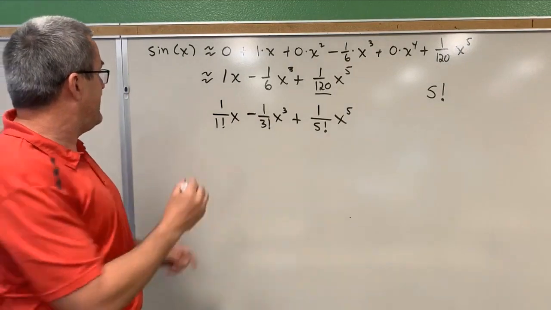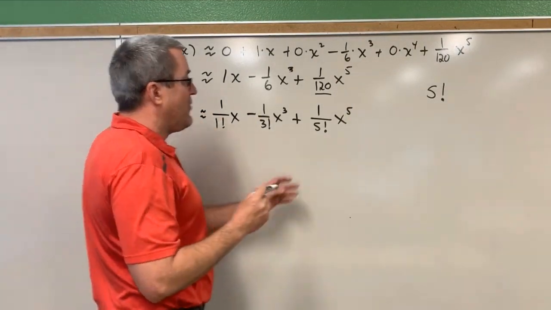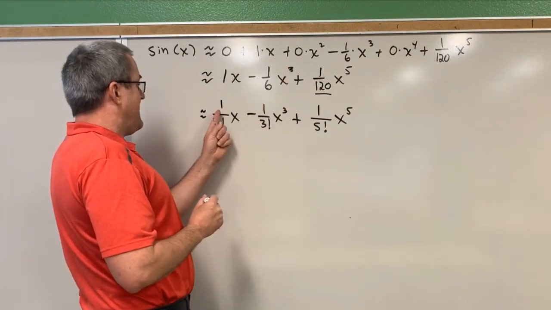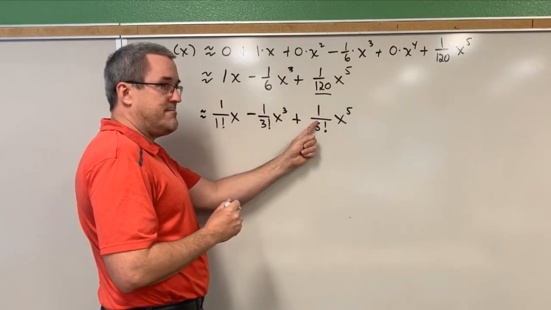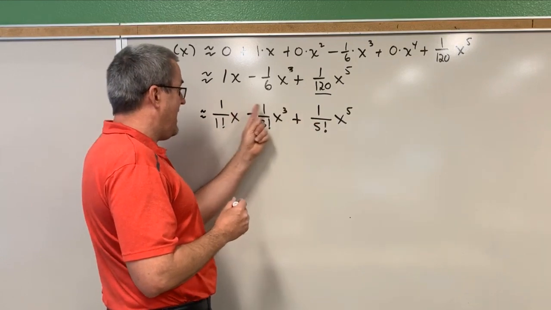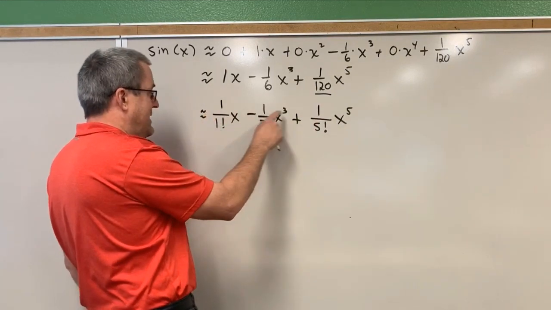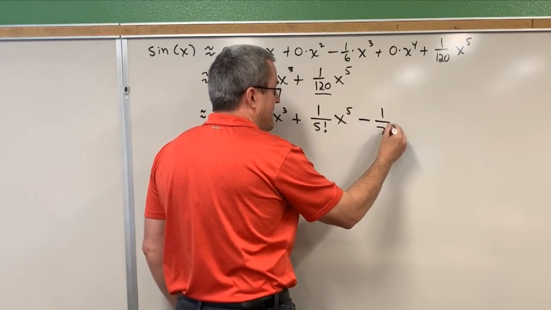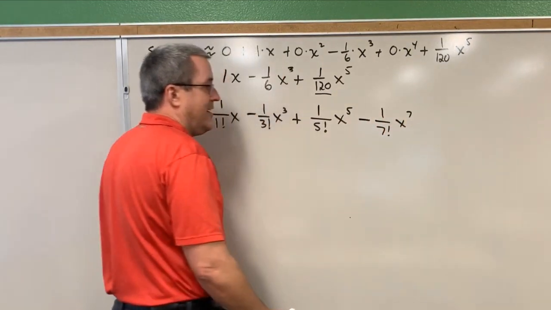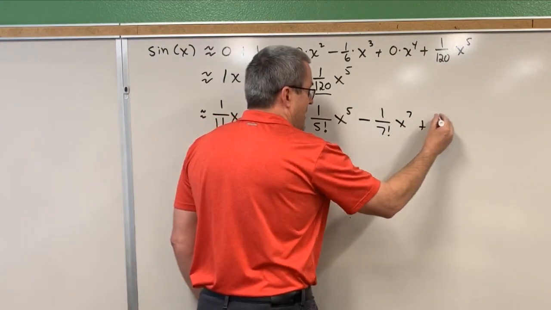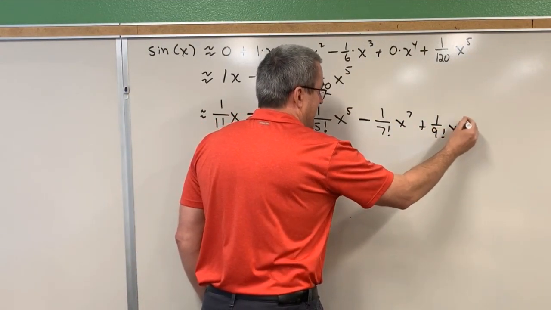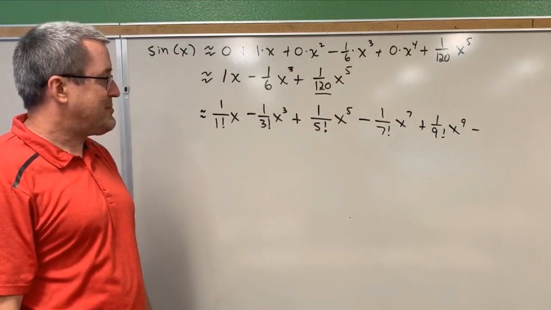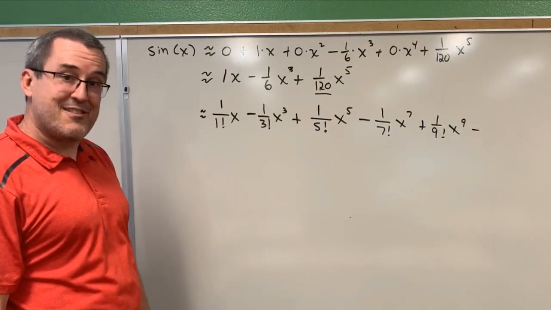So I hope you see the pattern here. We can now write terms of this polynomial all day long. We see odd denominators, factorials. We see odd powers. We see plus, minus, plus. So the next term is going to be a minus 1 over 7 factorial x to the 7th. Then the next one after that is going to be a 1 over 9 factorial x to the 9th. And then minus, plus, minus, plus. This pattern will go on forever and ever.